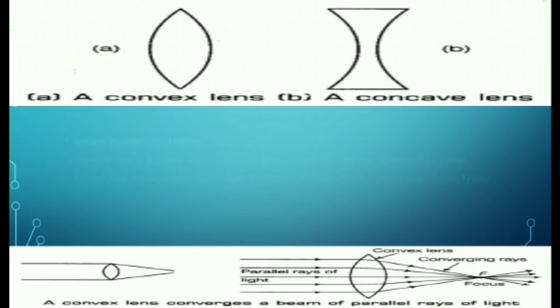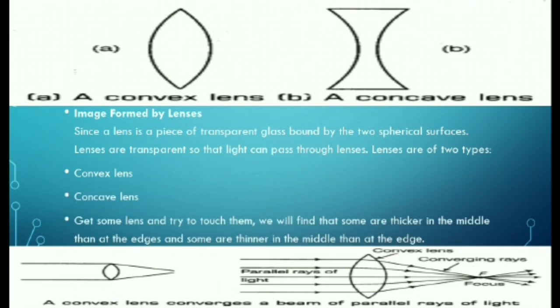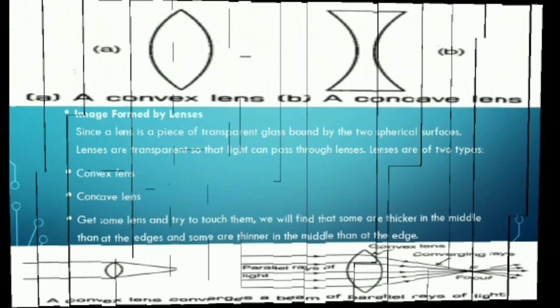The next one is image formed by lenses. A lens is a piece of transparent glass bound by two spherical surfaces. Lenses are transparent so that light can pass through them. Lenses are of two types. They are convex lens and concave lens. Get some lenses and try to touch them. We will find that some are thicker in the middle than at the edges, and some are thinner in the middle than at the edges.